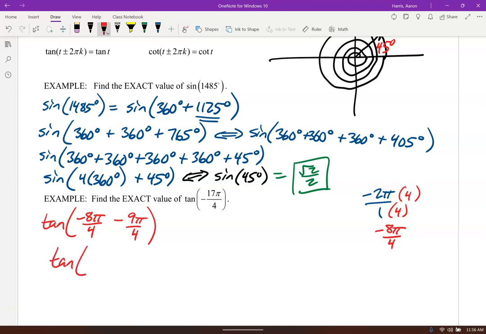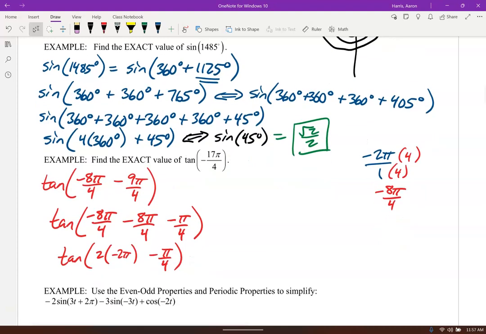So I'm going to go around once and again. There's negative 16 pi over 4, but I need negative 17 pi over 4. Negative 8 minus 1. There's the negative 17 pi over 4. So I'm around twice, right? 2 of these negative 2 pi's, that's negative 16 pi over 4, which is negative 4 pi, with a leftover of negative pi over 4. So it's just the same as the tangent of negative pi over 4.